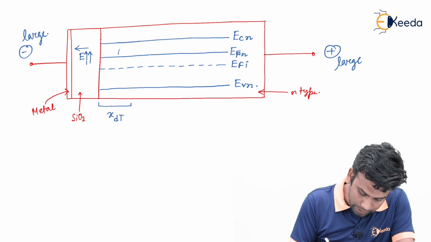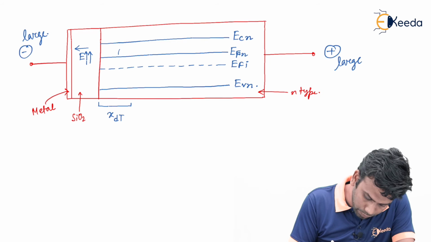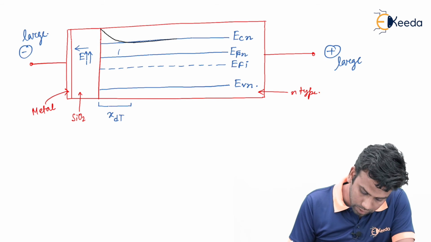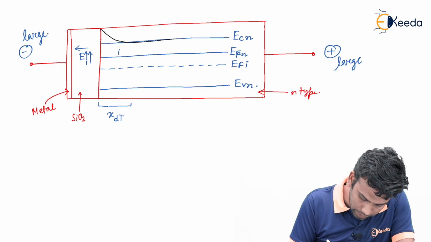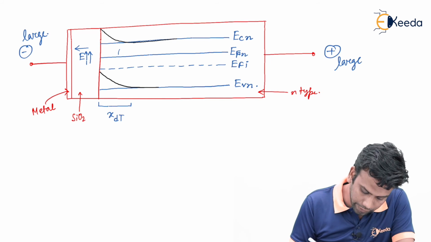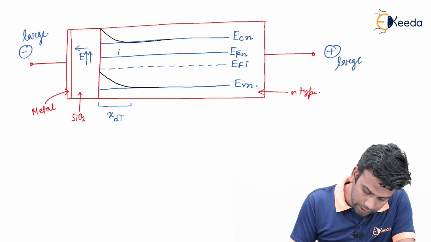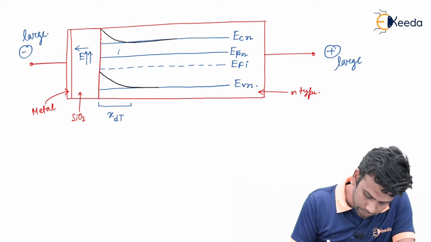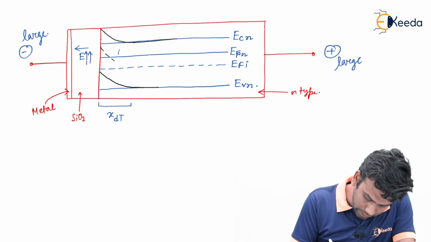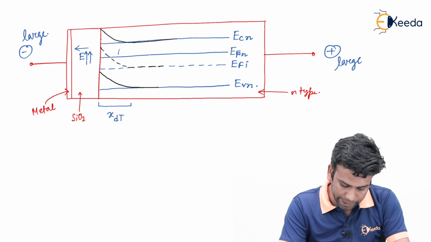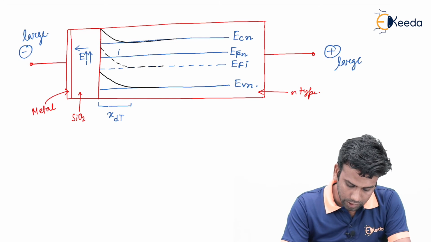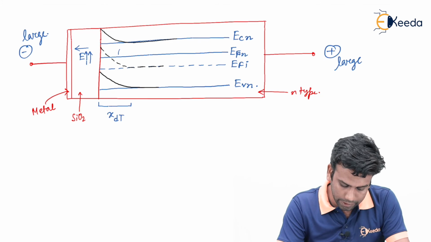So we can say that this ECN will move away from the EFN, and EVN will move near to the EFN. Similarly, the EFI will move in this direction. So in this way the band will bend according to the donor ion concentration at the interface.